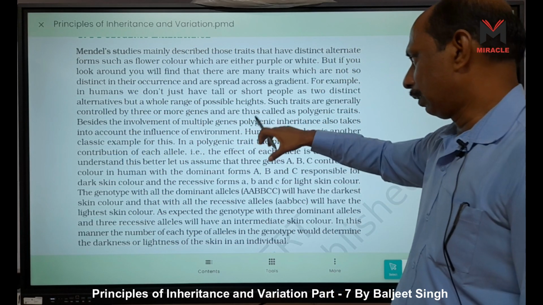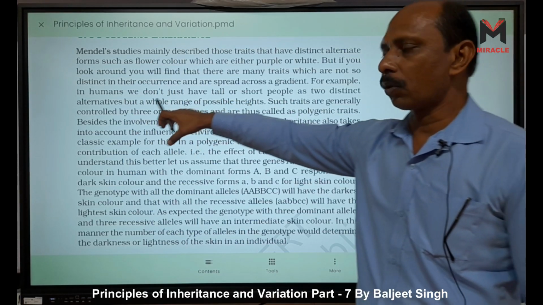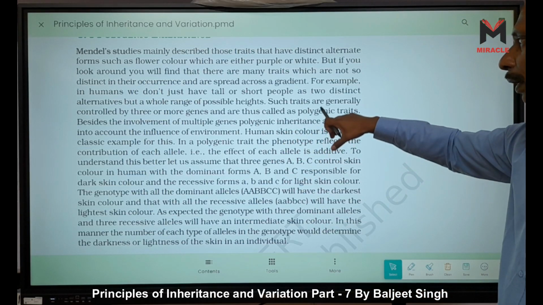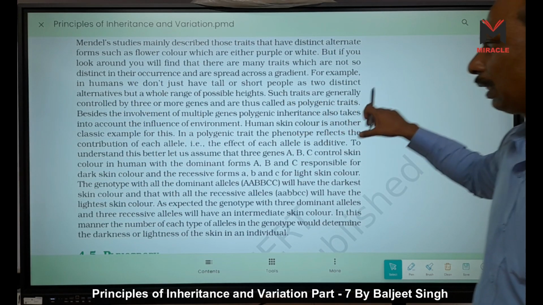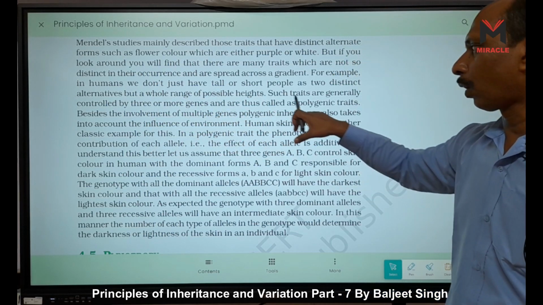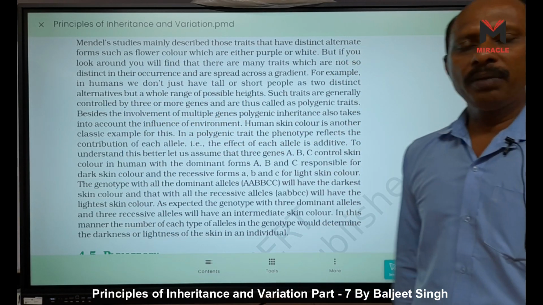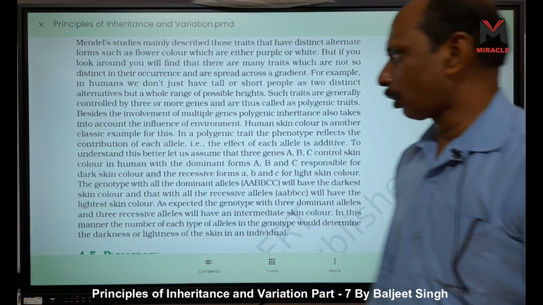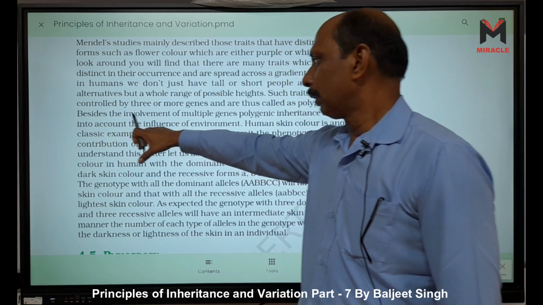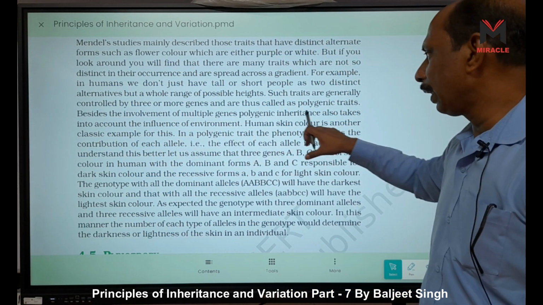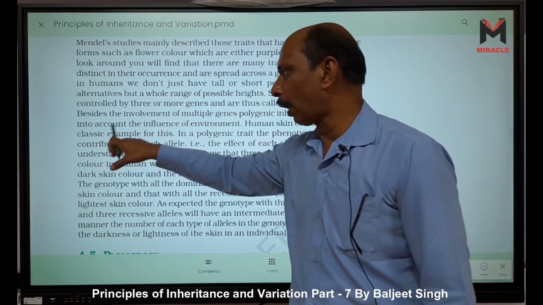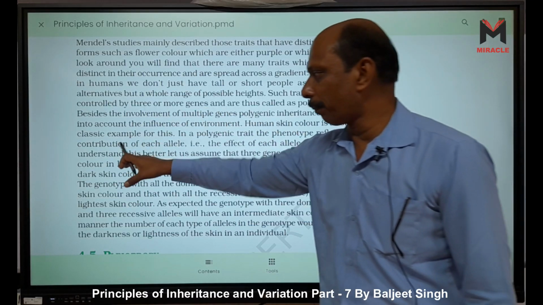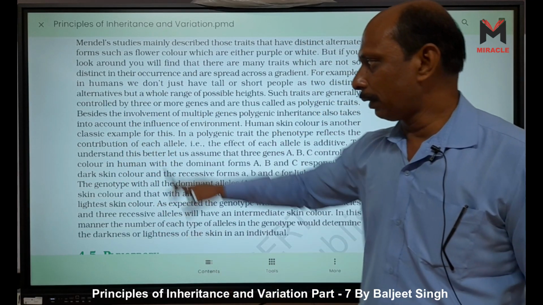Such traits are generally controlled by 3 or more genes, and thus are called polygenic traits. Poly means more than 2, genic means genes, and trait means characteristics or properties. Besides the involvement of multiple genes, polygenic inheritance also takes into account the influence of environment. Human skin color is another classical example of this, along with height.